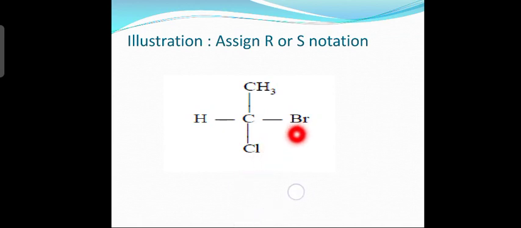This is first priority. This is second priority. Next comes carbon, because its atomic number is 6. Carbon is linked to carbon. Next priority, that means number 3 is given to this carbon. Next, fourth number is given to hydrogen, the least, atomic number 1. Number 4 is given to hydrogen.